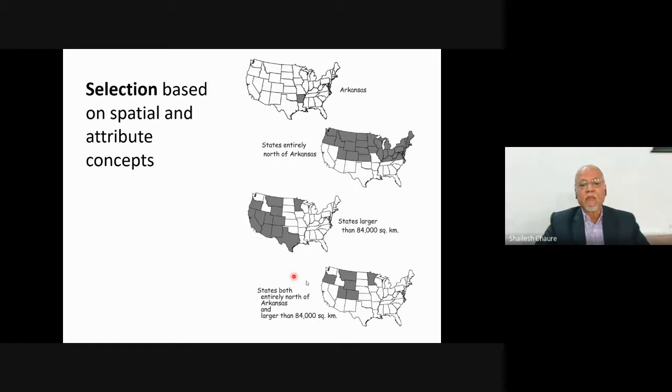And now you are combining it in the third. It states both entirely north of Arkansas and larger than 84,000 kilometers. So this kind of complex operations can be performed. So this query is based on the attribute as well as on the location. Okay.